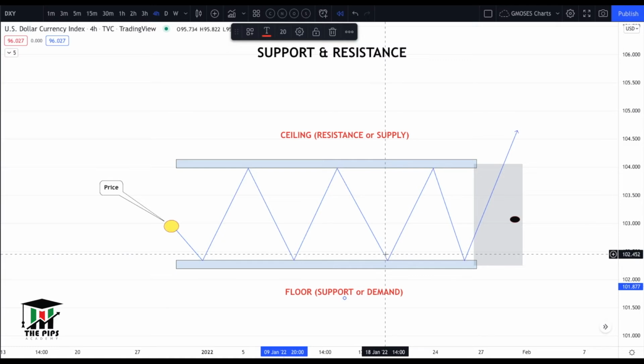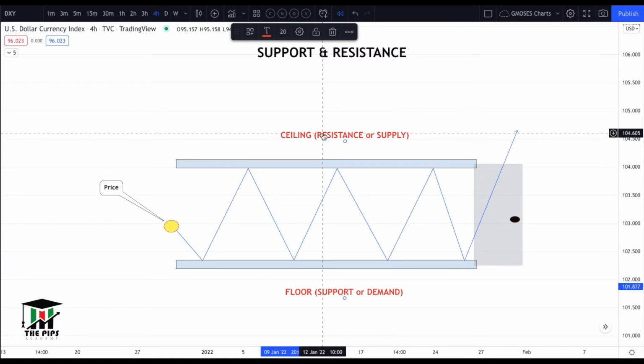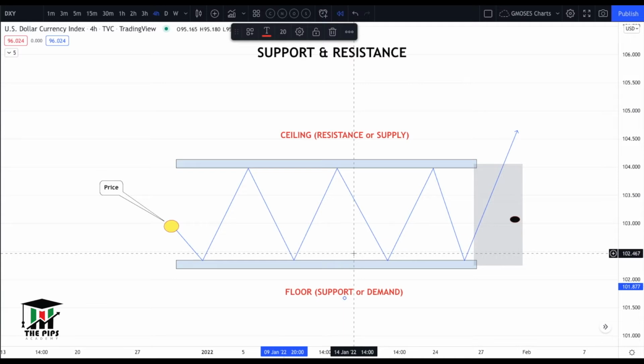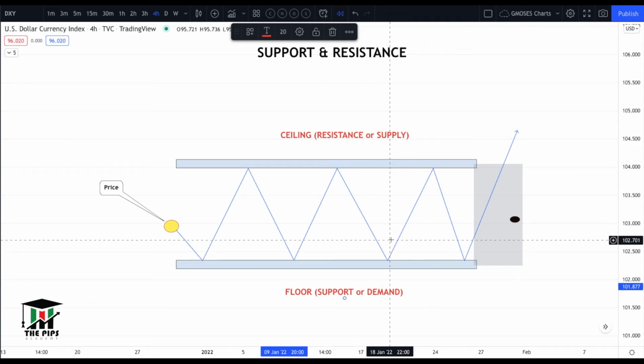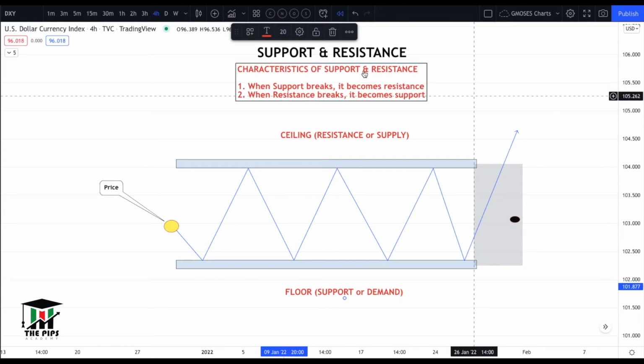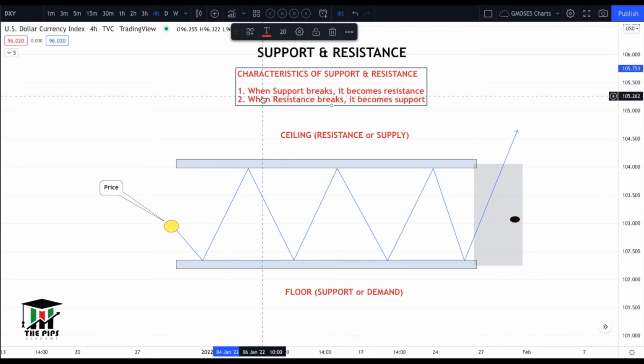One of the things I want you to understand is there's not a lot of difference between support and resistance. The difference depends on where price is at that particular moment in the market. Support and resistance are similar in characteristics, because when support breaks, it becomes resistance, and when resistance breaks, it becomes support.